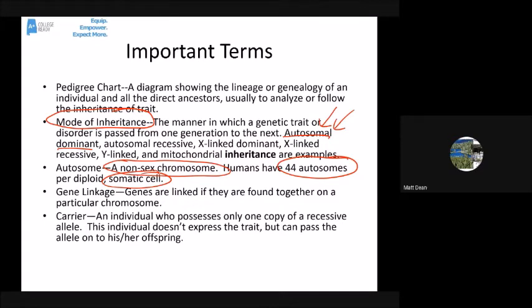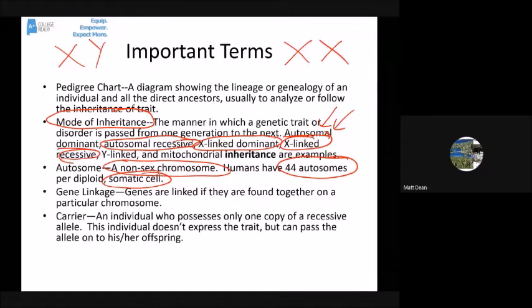So we've got dominant versions of those. We also have autosomal recessive traits we'll talk about. We have X-linked dominant and X-linked recessive traits. So we know that human males have an X and a Y chromosome. Those are our sex chromosomes. Females have 2 X chromosomes.